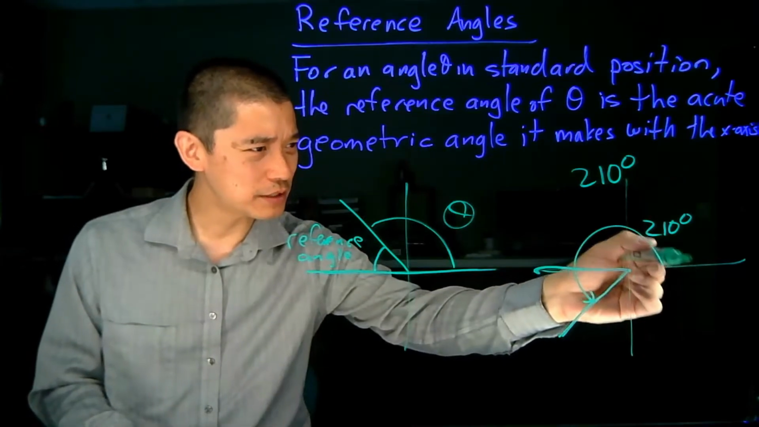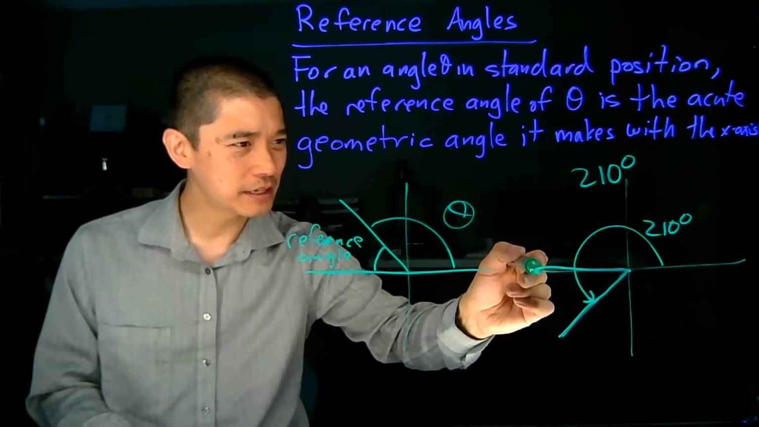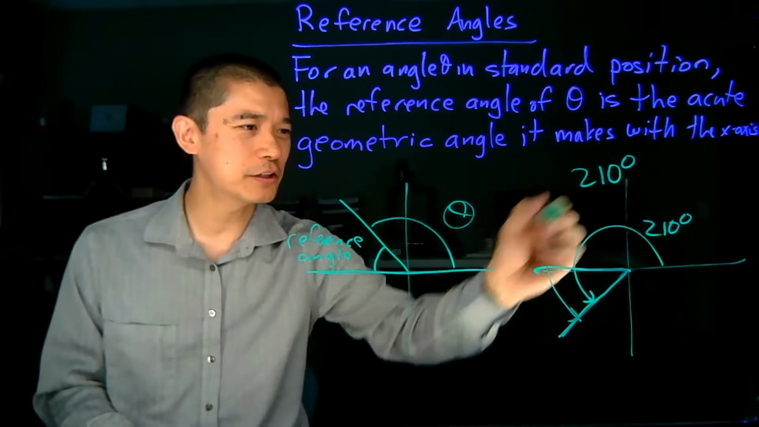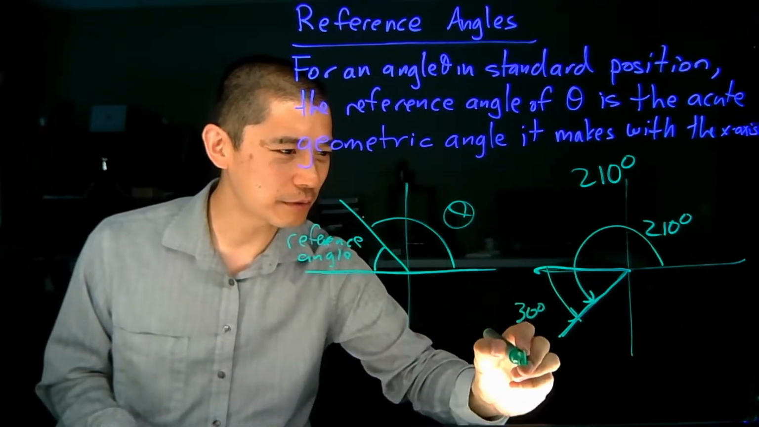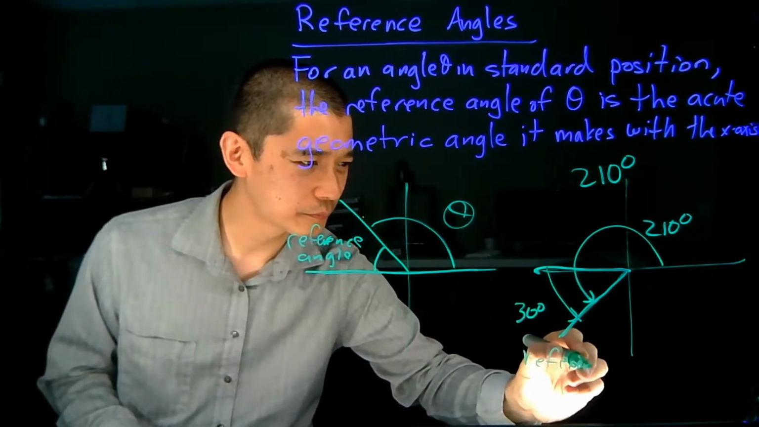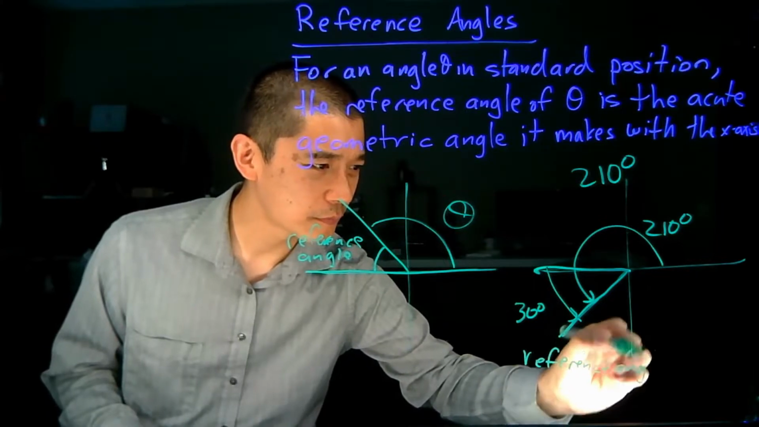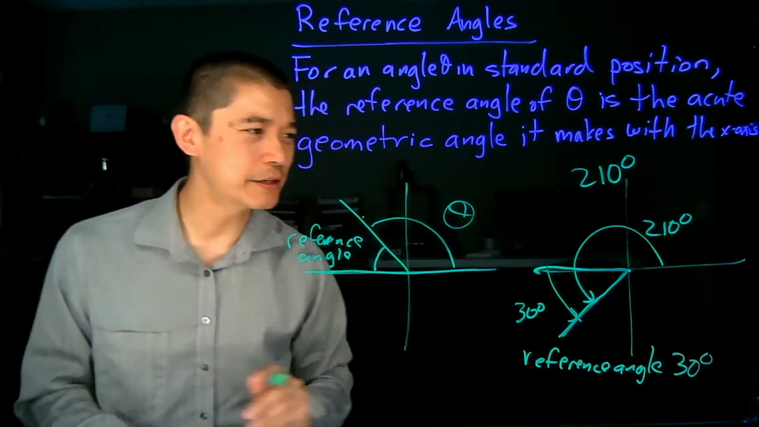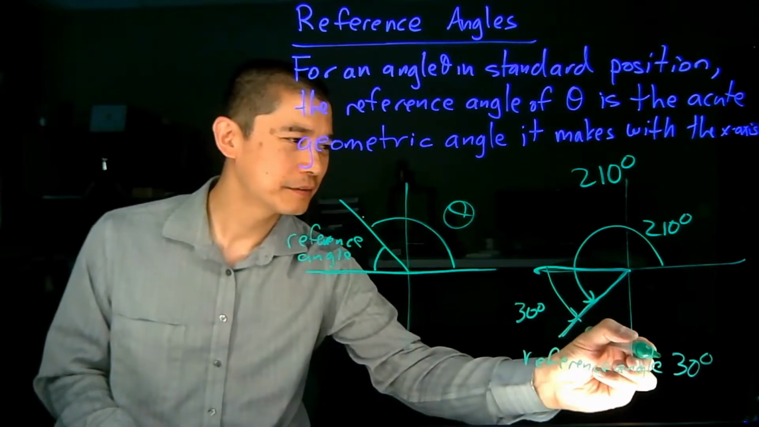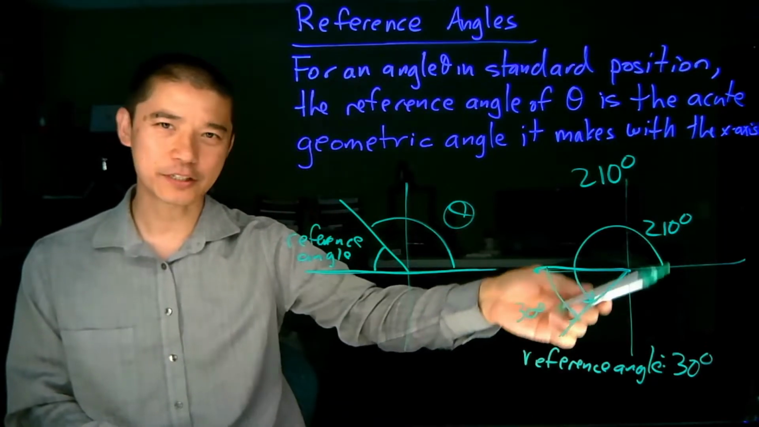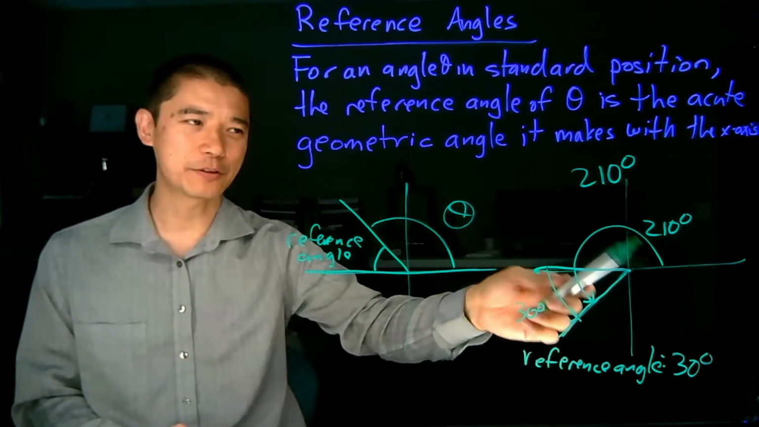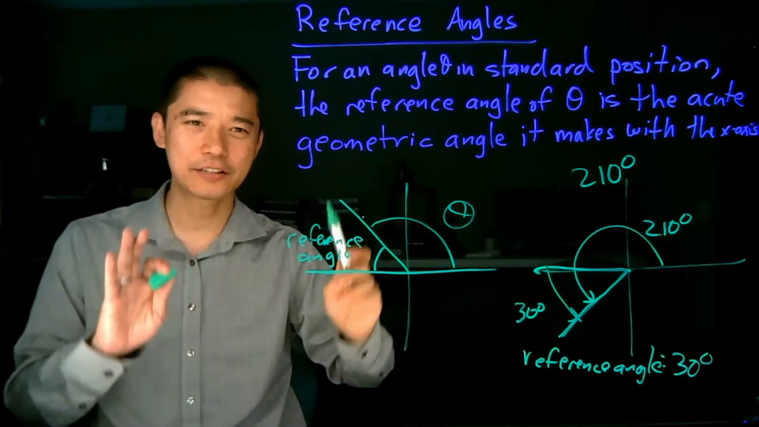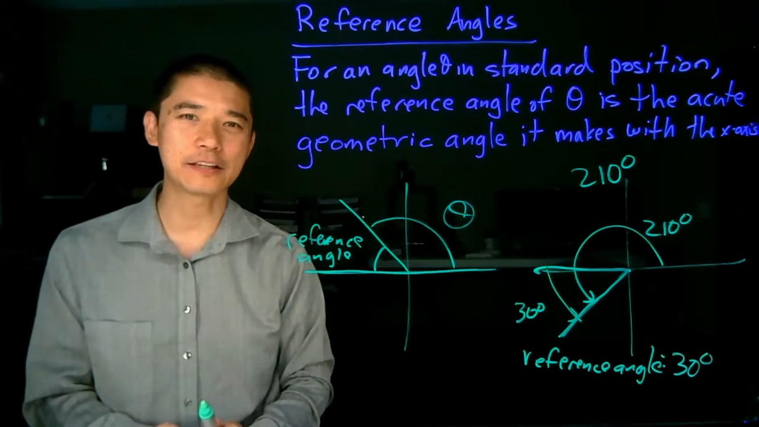Well, we know that it's 180 degrees to this point, and so from here further, you need to go an additional 30 degrees. And so the reference angle for the 210 degree angle is 30 degrees. And we get this by just looking at the geometry. Sometimes you're going to subtract, sometimes you're going to add. It's just looking at the picture and thinking it through.